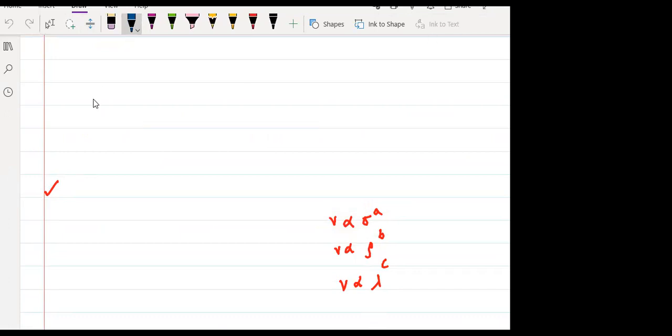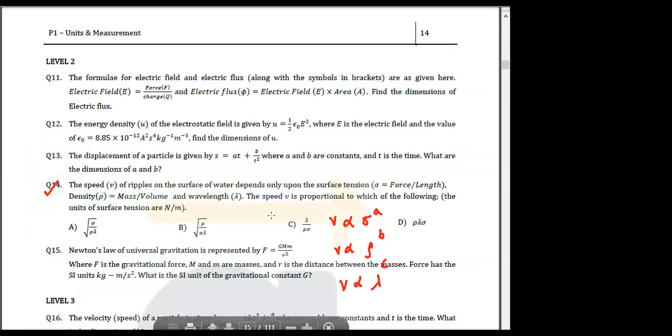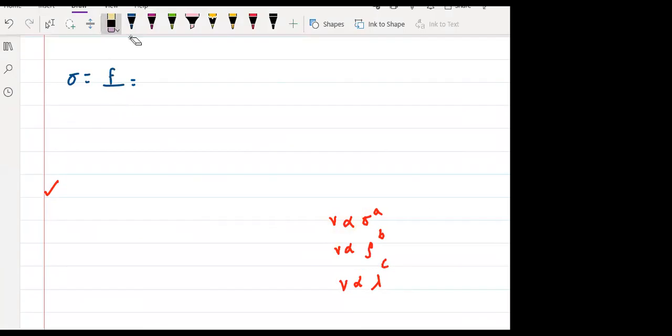Force per unit area. Very good. So let us write. First, write down the dimension of sigma, which is force per unit length, not area. Can we write the dimension of sigma over here?